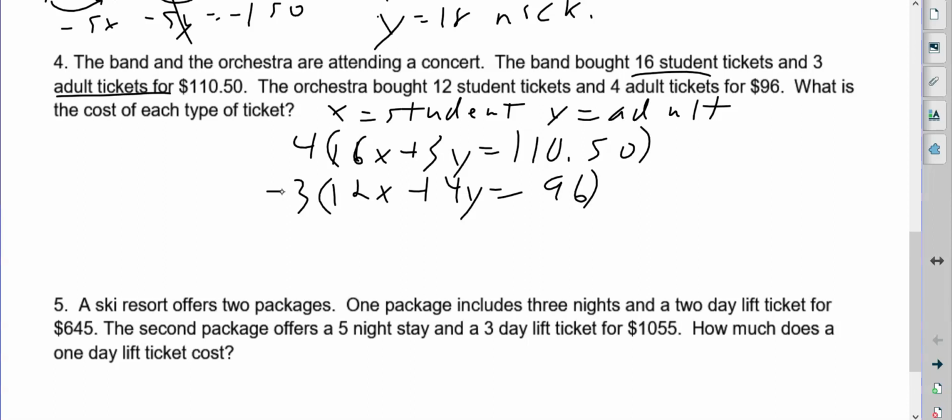Okay, what that's going to do, I just think ahead, that's going to leave my smaller number negative. It doesn't really matter. You get negative divided by negative or positive divided by positive. Doesn't really matter. So 4 times 16 is 64x. 4 times 3 is 12. And 4 times 110.50, my brain just got stuck a little bit, is $442.